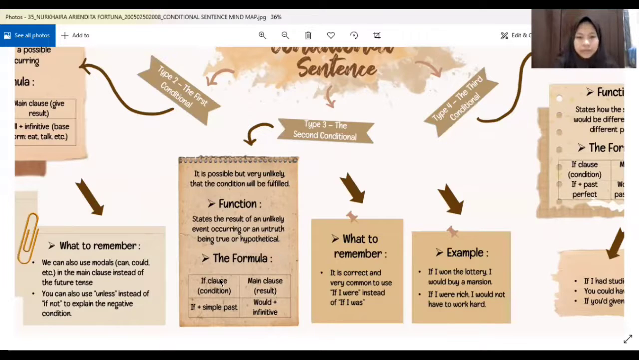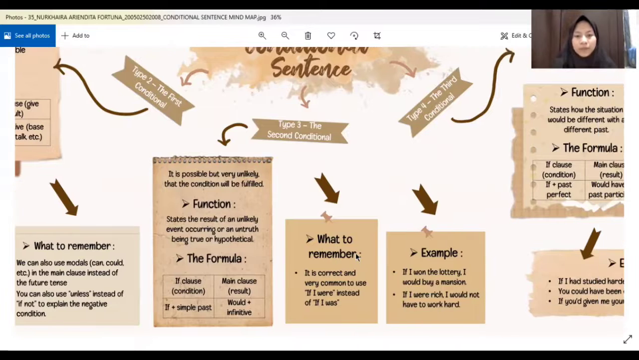And then we can see the formula here. In the if clause, or the condition, we use if plus simple past. So it is very different from the first two types in the previous explanation. And in the main clause, we use would plus infinitive. And what we need to remember for type 3 is that it is correct and very common to use if I were instead of if I was.